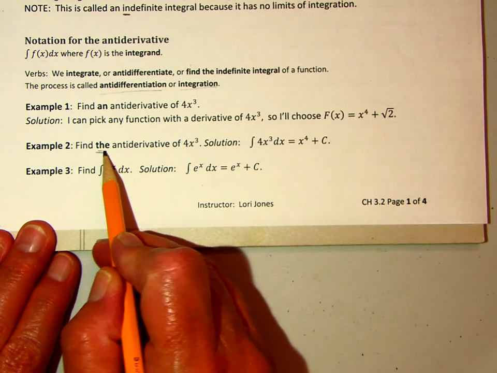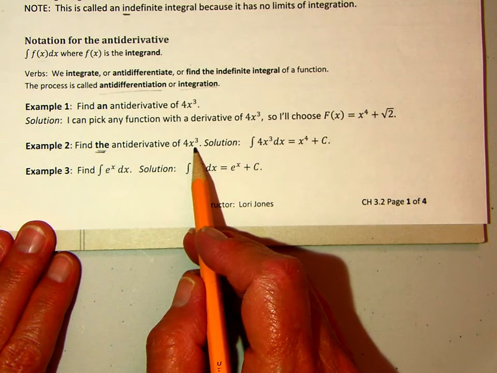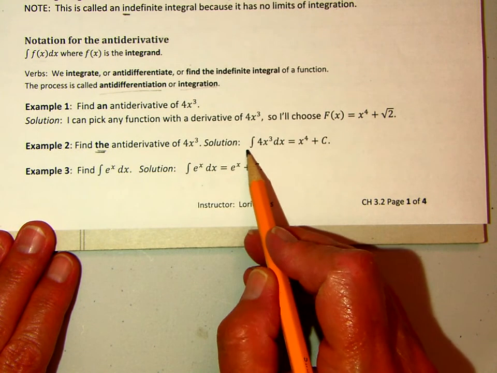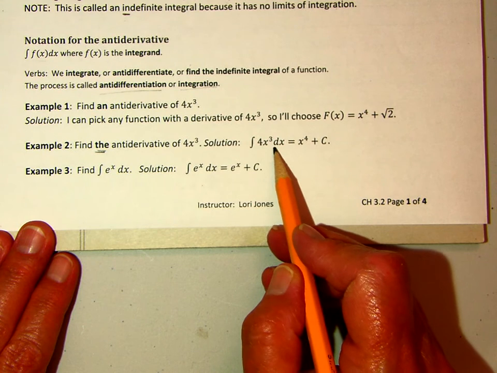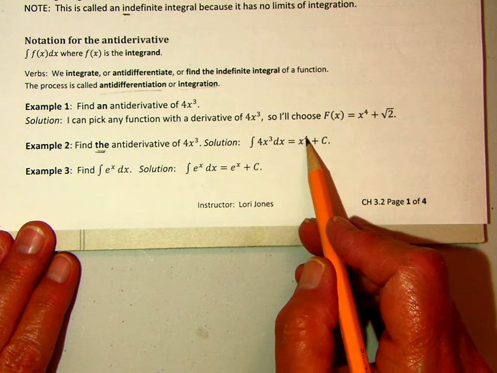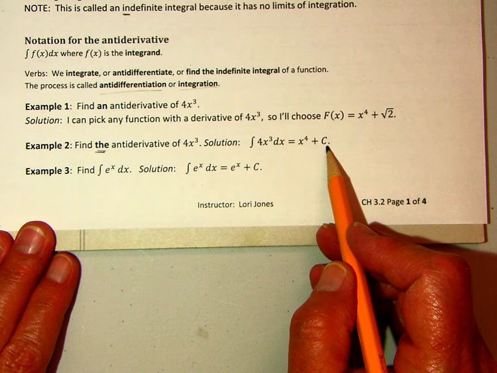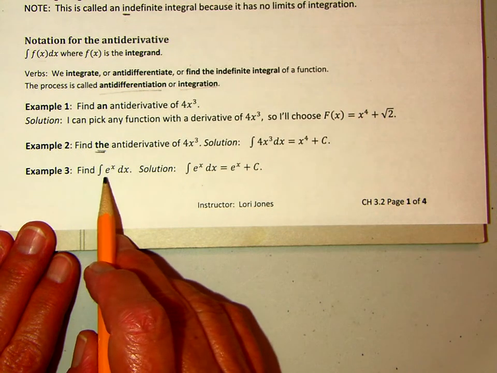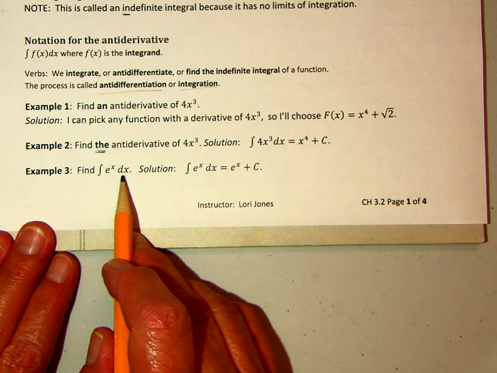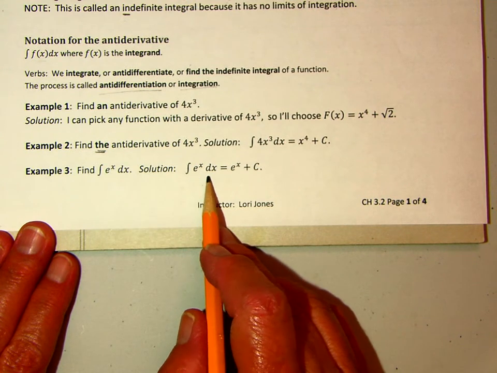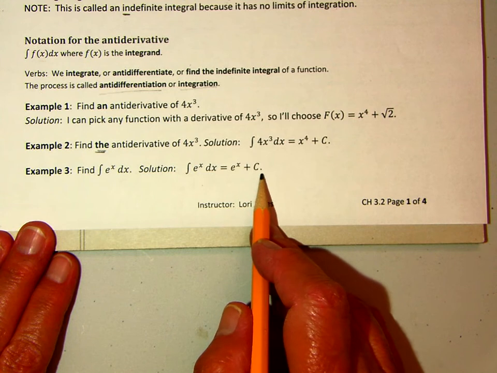Find the antiderivative of 4x cubed. The solution is the integral of 4x cubed dx is x to the fourth plus c. Find the integral of e to the x dx. Our solution is the integral of e to the x dx is e to the x plus c.